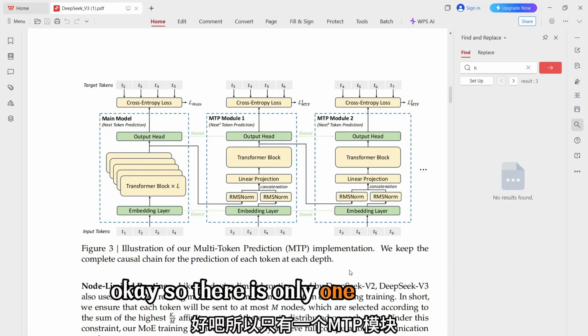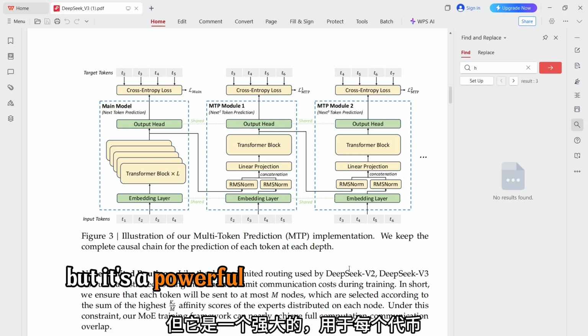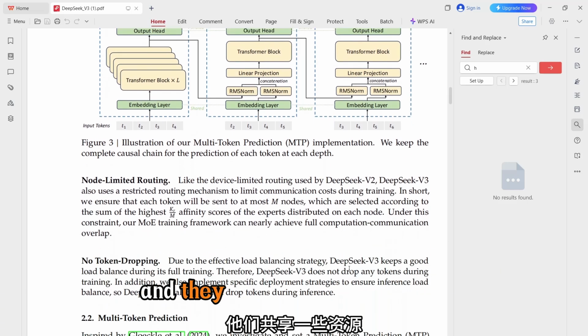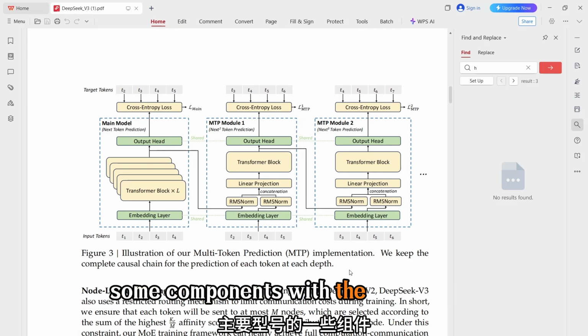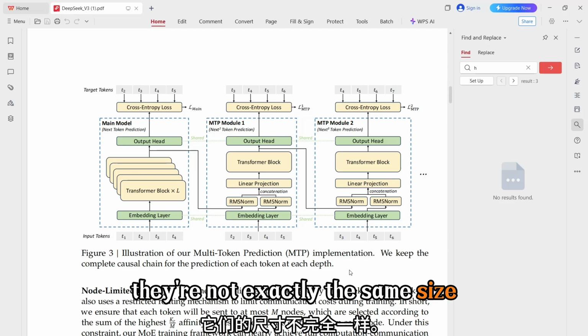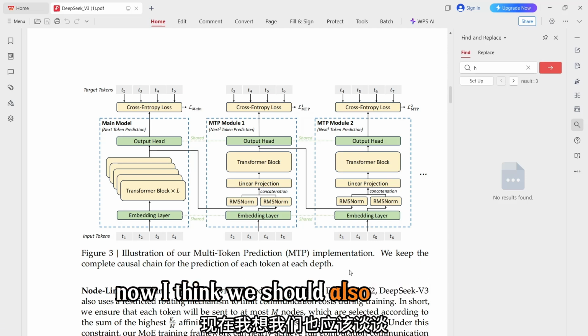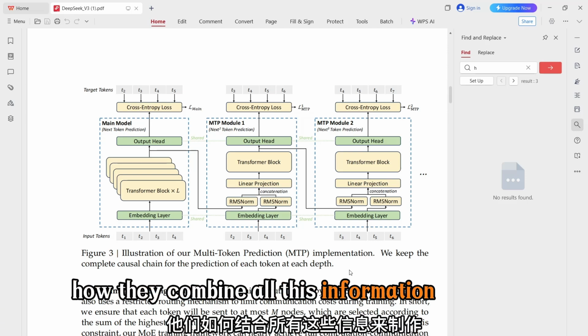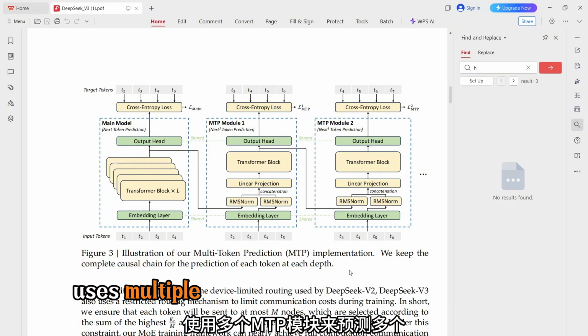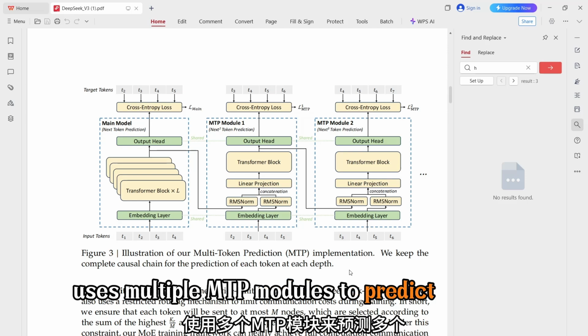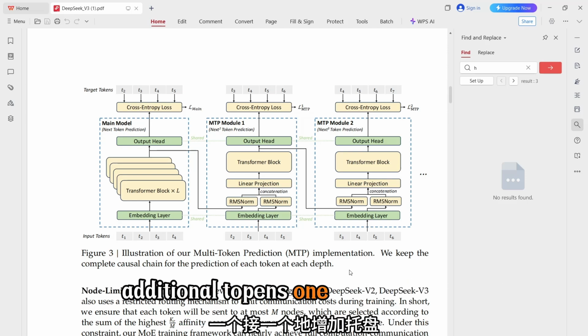Okay, so there is only one MTP module, but it's a powerful one that gets used for each token, and they share some resources. Exactly. And while the MTP module shares some components with the main model, they're not exactly the same size. Okay, that's a really good point. Now, I think we should also talk about how they combine all this information to make predictions. Exactly. DeepSeek V3 uses multiple MTP modules to predict several additional tokens, one after another.